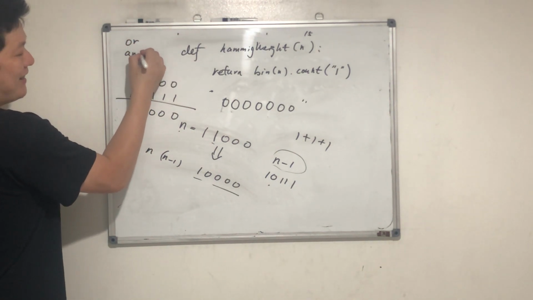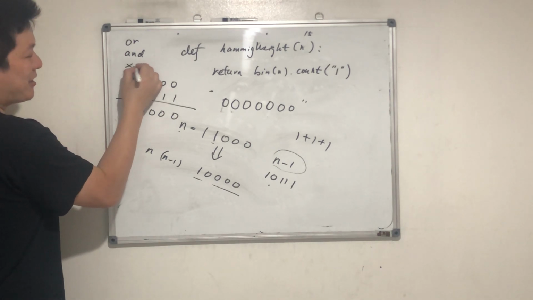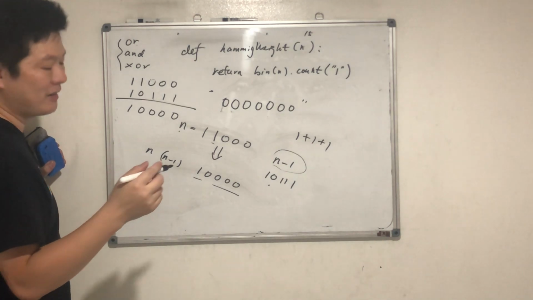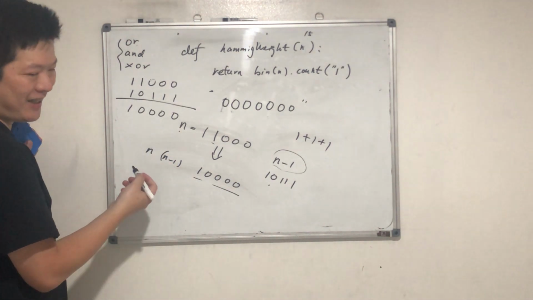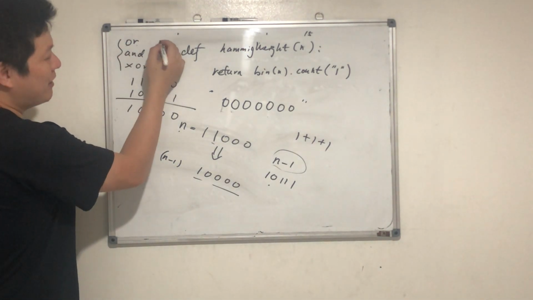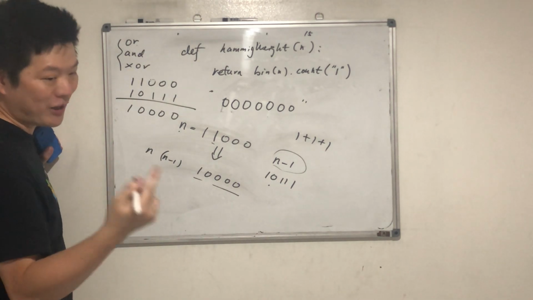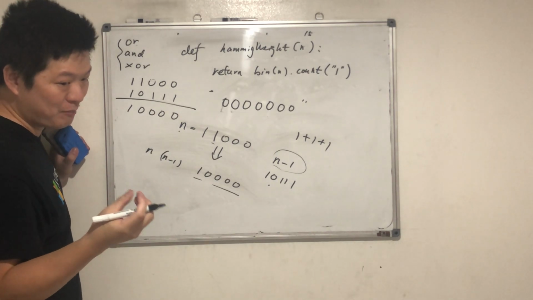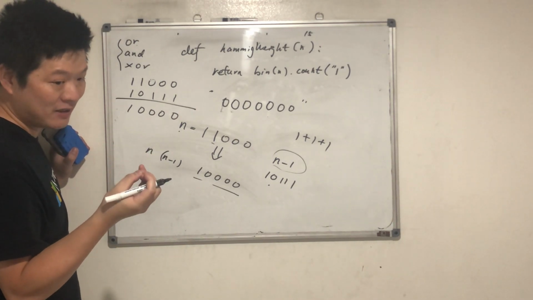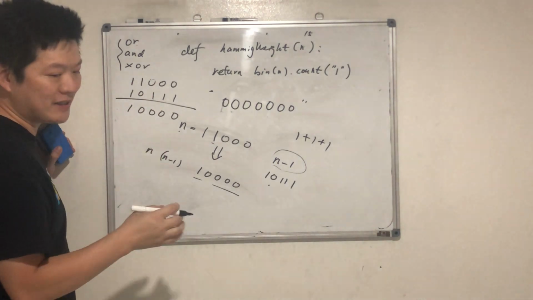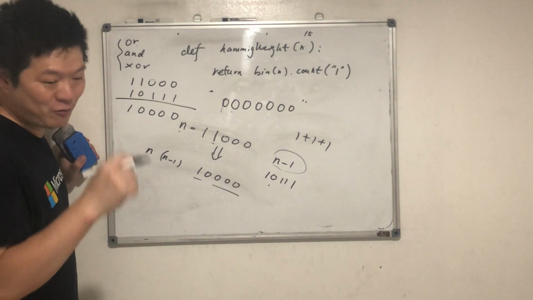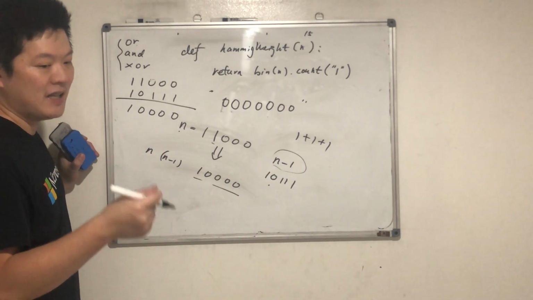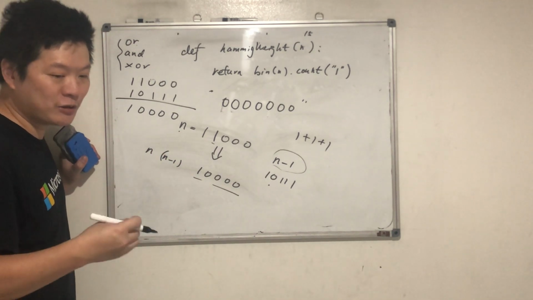AND, OR, and exclusive OR, there are three kinds, yeah? OR means one of them is 1. AND means both need to be 1, right? Exclusive OR means they are different, got it? 1 exclusive OR 0 is 1. 0 exclusive OR 1 is 1. 0 exclusive OR 0 is 0. 1 exclusive OR 1 is 0.